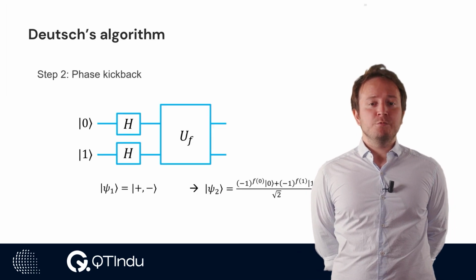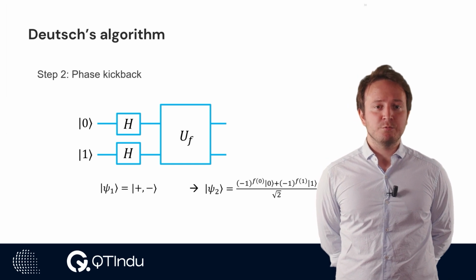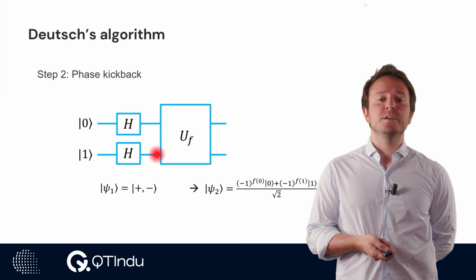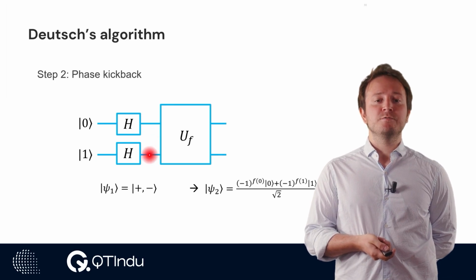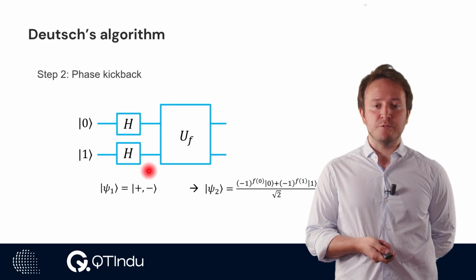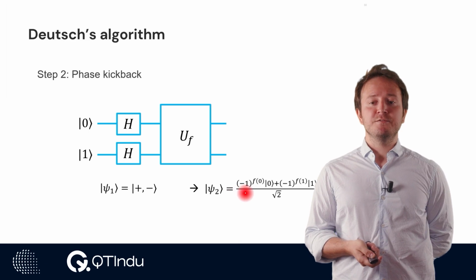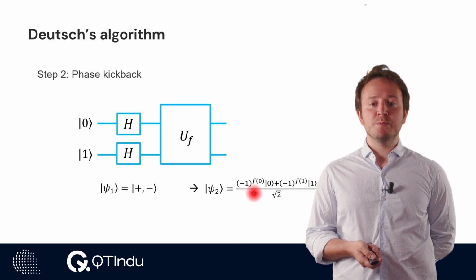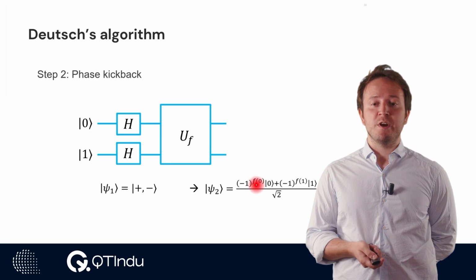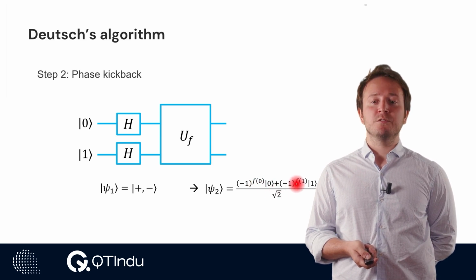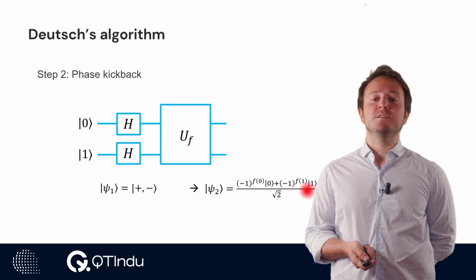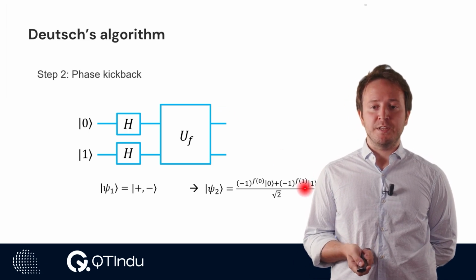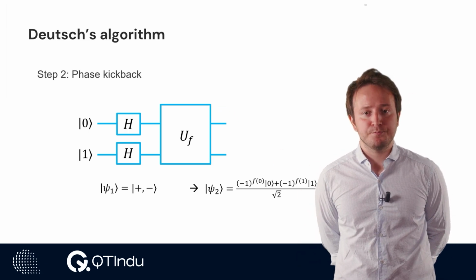So with this in mind, we can easily evaluate what happens when we have as an input state the state plus for the registry, and for the ancillary qubit the state minus. In this case, by using directly the phase kickback trick, we get a superposition of -1 to the power f of 0 times the state 0 plus -1 to the power f of 1 times the state 1, all tensored by the ancillary qubit in the state minus.